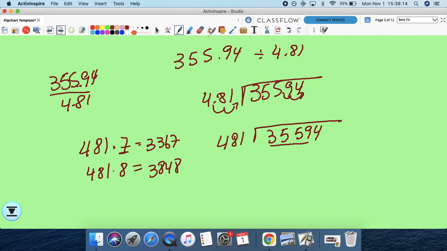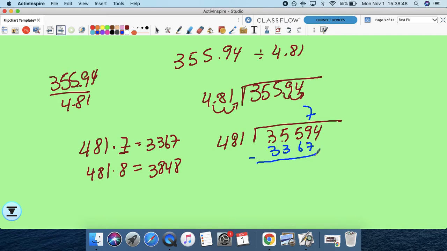So let me just erase this line here. And we're going to do 8 times. I'll put the 8 right here. And 8 times 481 is 3,848. We're going to subtract. 9 minus 8 is 1. Oops, sorry. Did I do 8 times? It's supposed to be 7. Sorry. 7 times 481, which is 3,367.